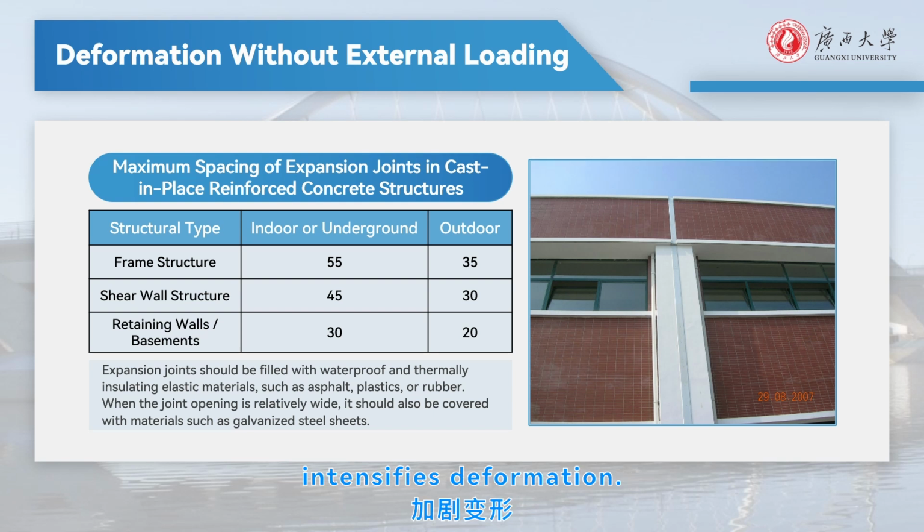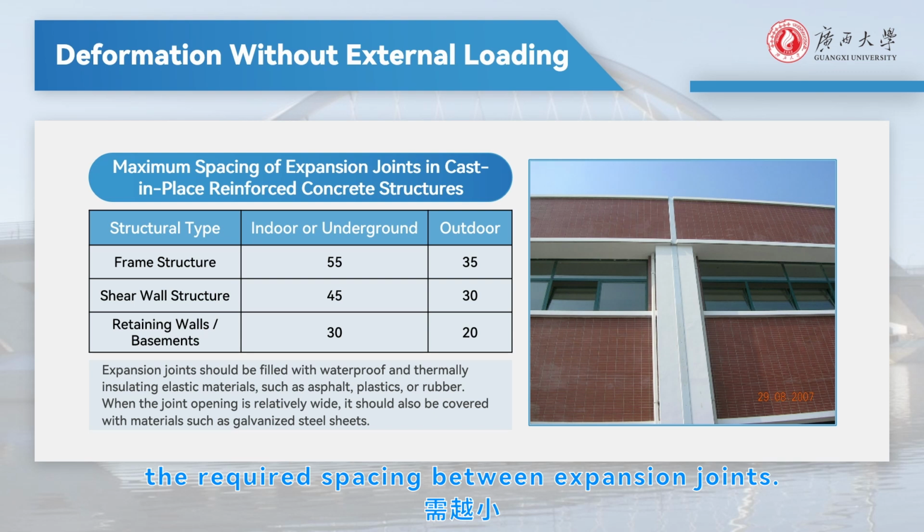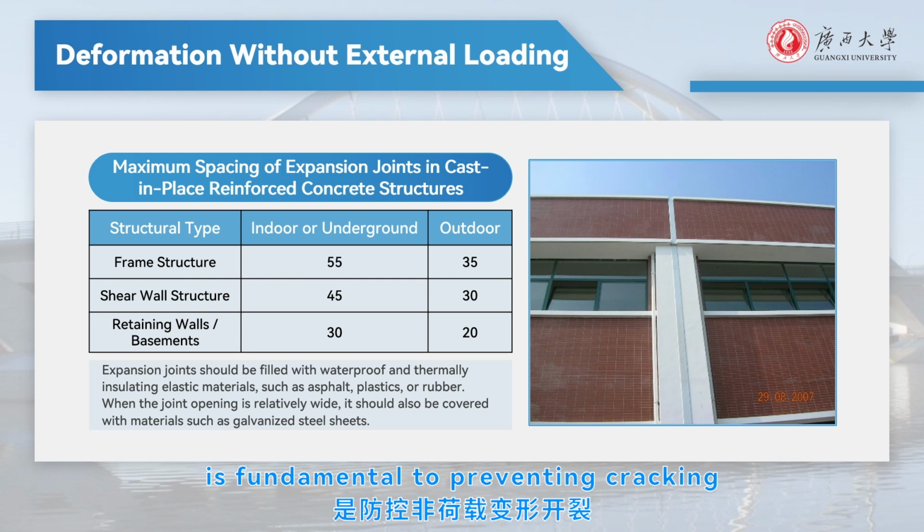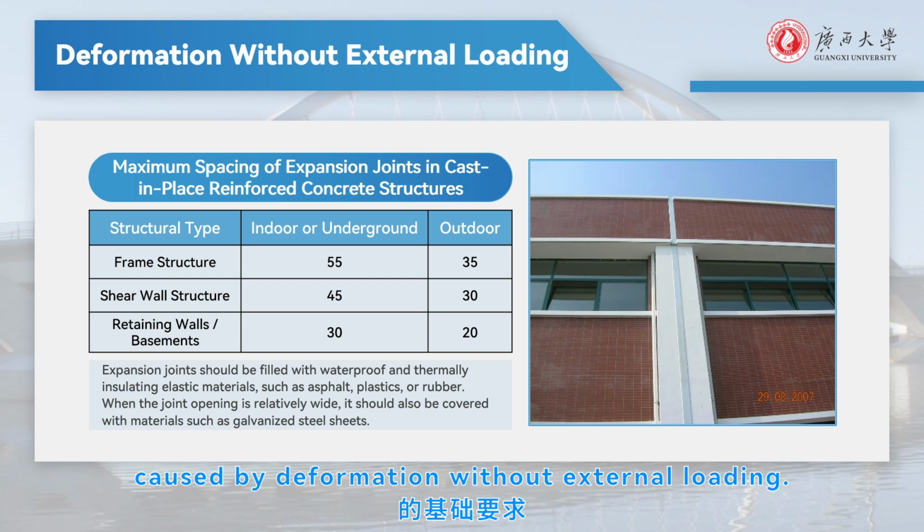The allowable spacing is smaller in outdoor environments because exposure to sunlight and rapid temperature changes intensifies deformation. Differences among structural types are mainly determined by stiffness and restraint conditions. The greater the stiffness and the stronger the restraint, the smaller the required spacing between expansion joints. Strict compliance with these code requirements is fundamental to preventing cracking caused by deformation without external loading.